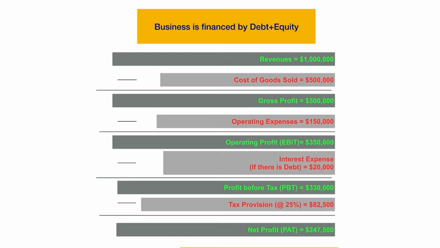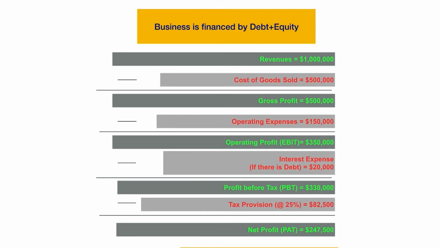It has operating expenses of $150,000. So the operating profit becomes $350,000. So the operating profit, or the EBIT, is $350,000, translating into an EBIT margin of 35%. Now, the business has some debt, and because of that, it incurs an interest expense of $20,000. Now, this interest expense is tax deductible.